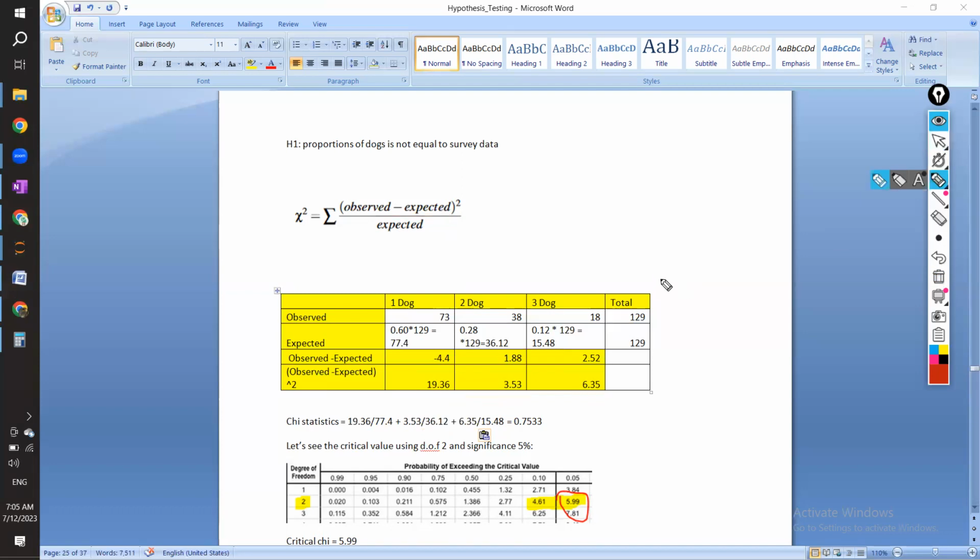Okay, are we good till this point, guys? Are you able to understand how to use this formula? Or shall I repeat?